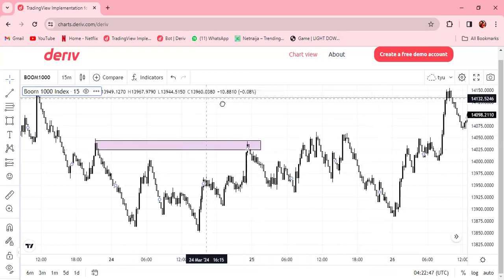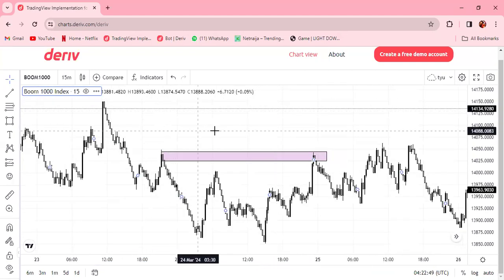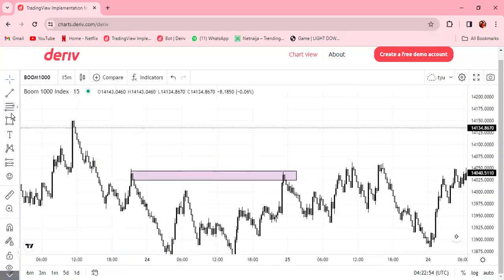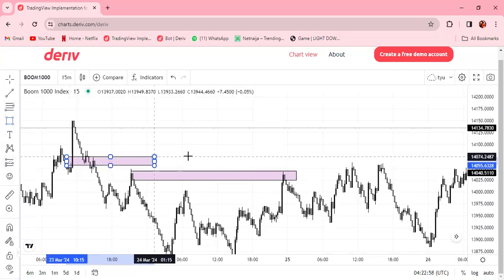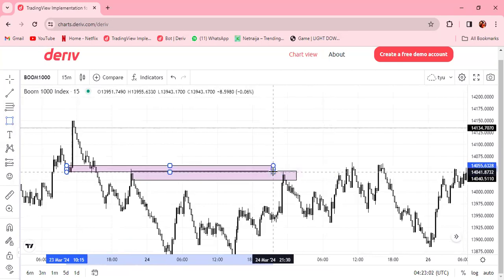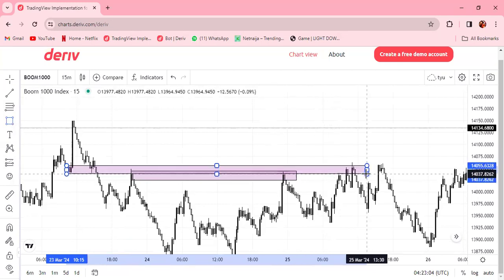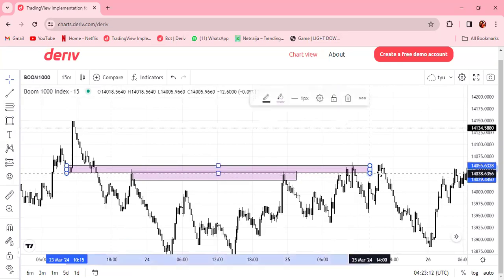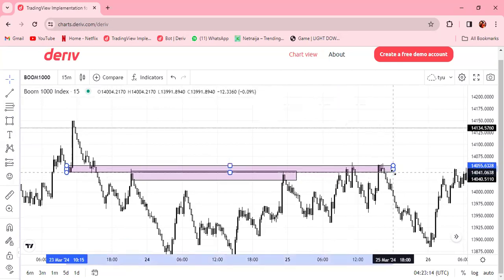Now the problem is that looking further up, we had a breaker block here. This is our breaker block right here, which also needs to be filled, right? This is our breaker block here. Then the breaker block was filled and then price decided to go down directly like that.